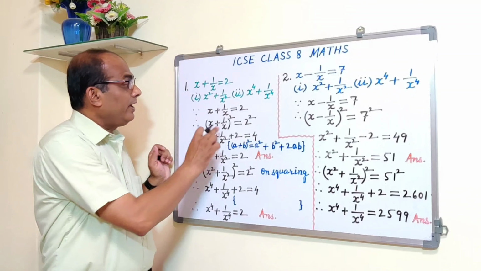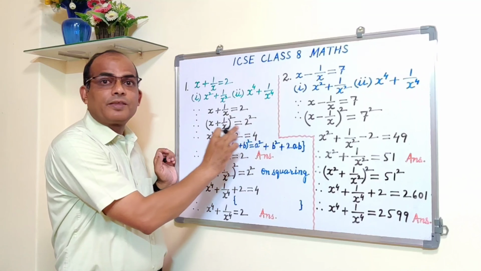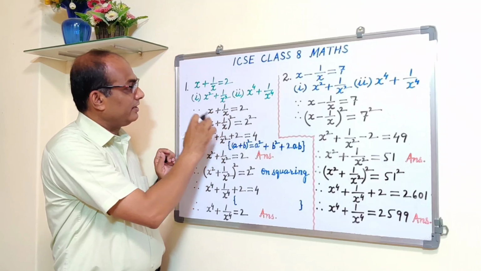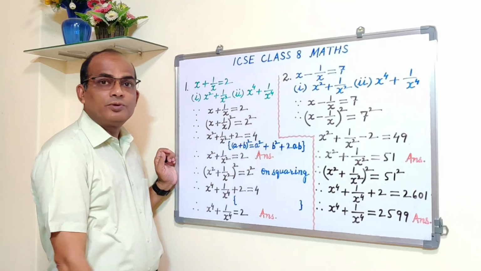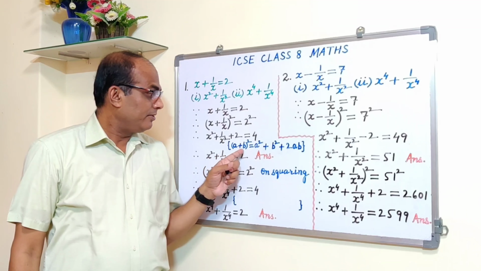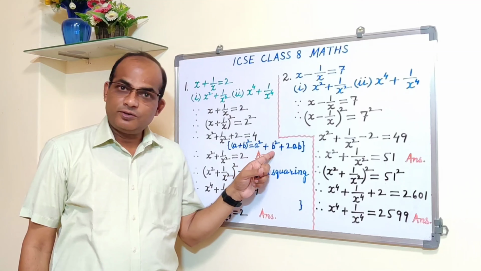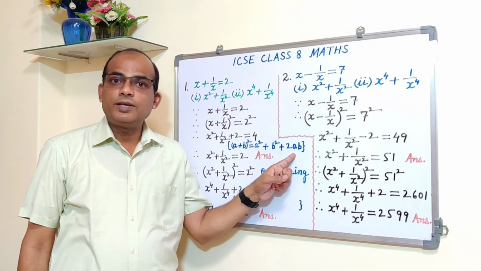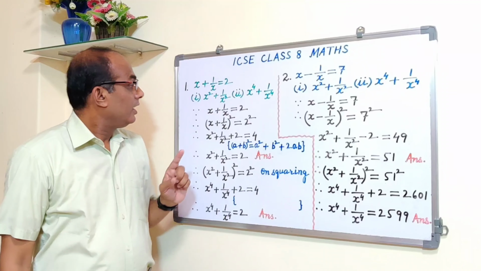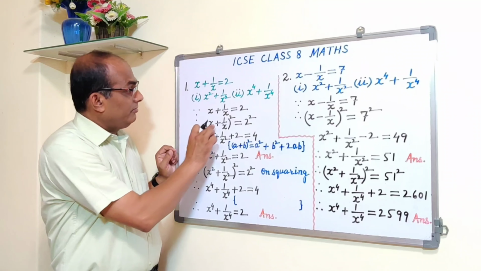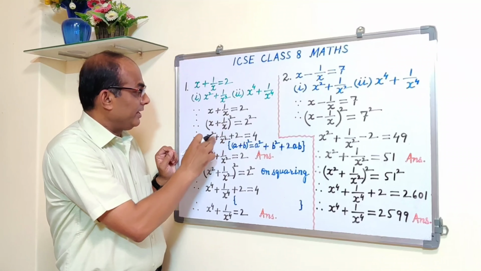And now we are squaring both the sides. Now apply the formula. Which formula? a plus b whole square is equal to a square plus b square plus 2ab. This formula. So after squaring both the sides, we are applying the formula here.